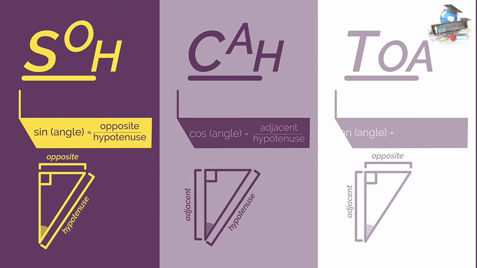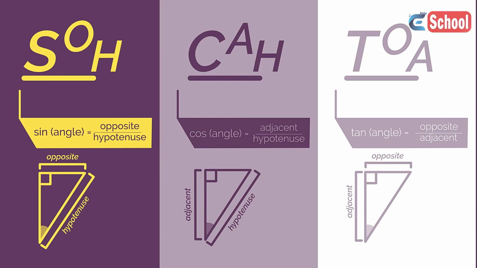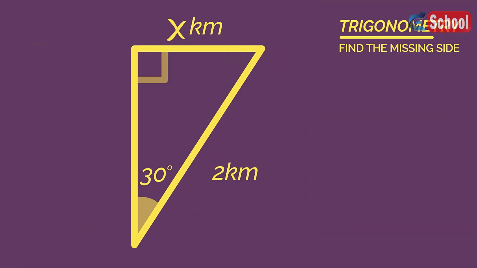So what do you think tan of the angle is? Hopefully you said opposite divided by adjacent, hence TOA. So we call it SOHCAHTOA to help us remember these three ratios. So let's now put SOHCAHTOA to use.